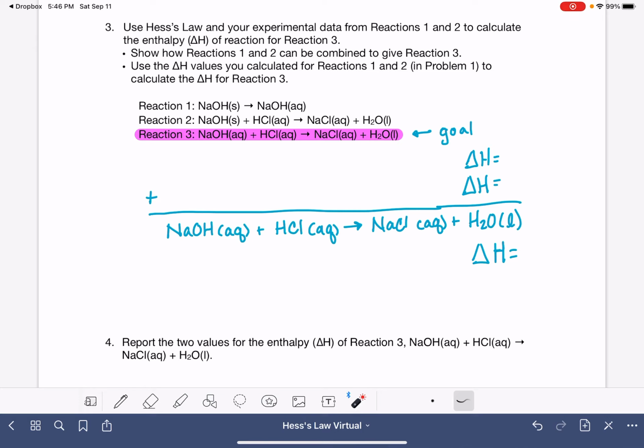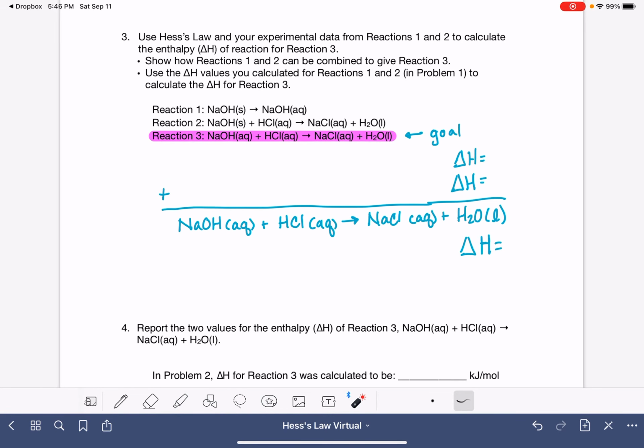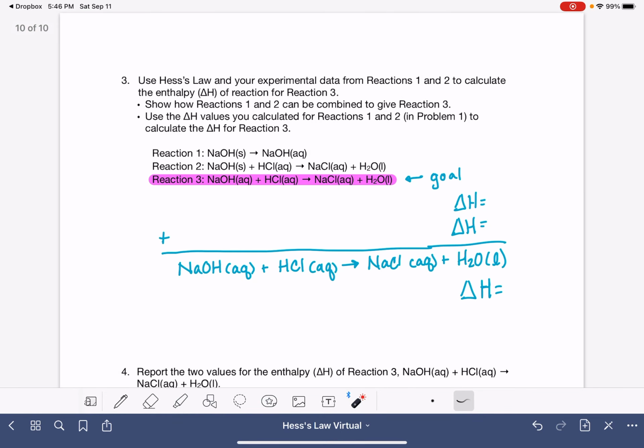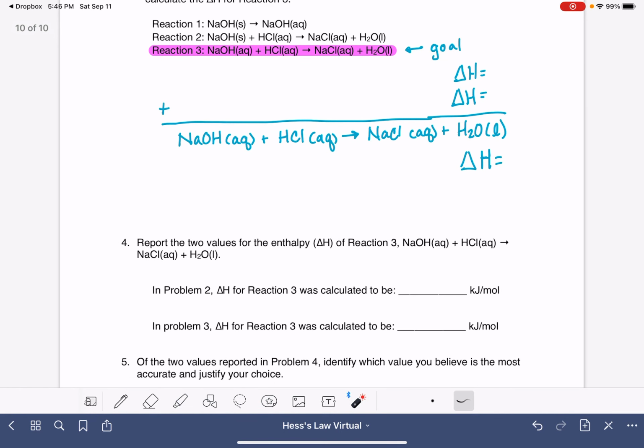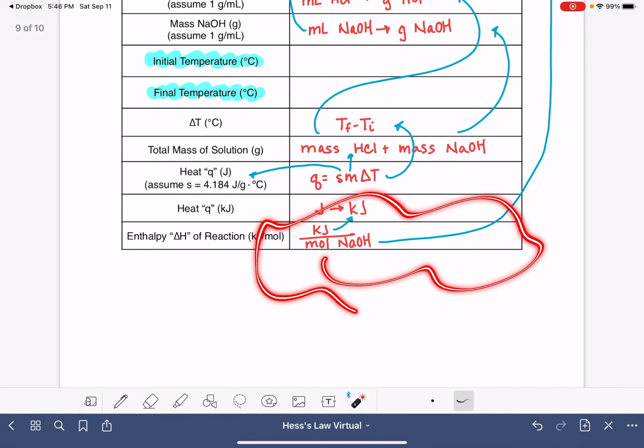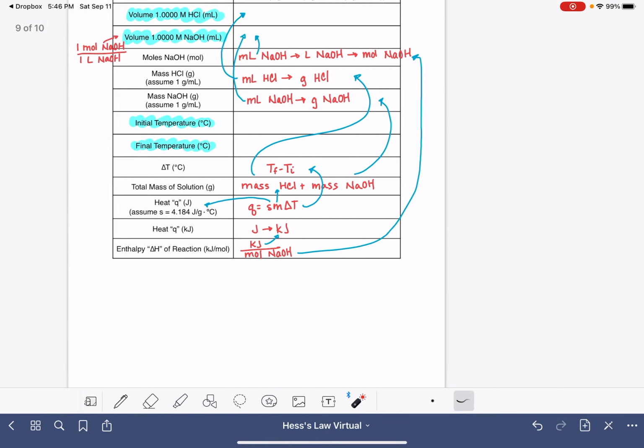So again, what we've done is calculated the delta H for this reaction using Hess's law. We've also calculated the delta H for that reaction using experimental data. In question number 4, you're going to report the 2 values of delta H for reaction number 3. One of those is the number that you calculated using Hess's law, right there. And the other one is the number that you calculated in problem number 2 using your experimental data. So that's going to be this number right here, using your changes in temperature.